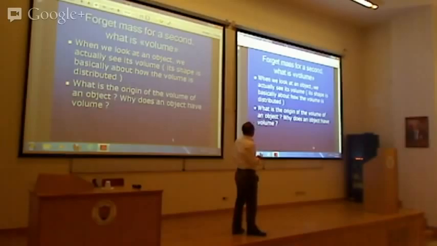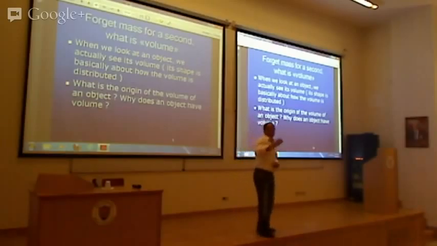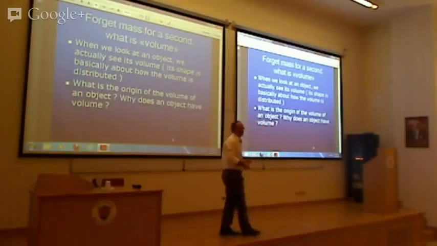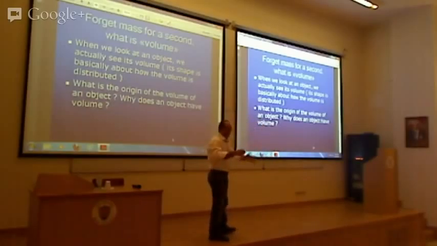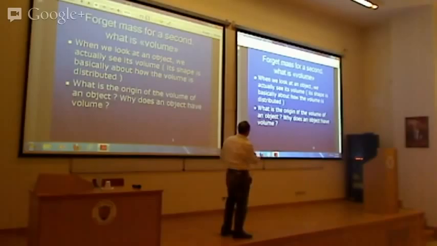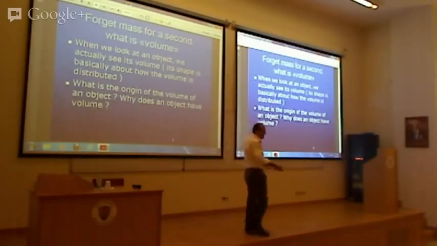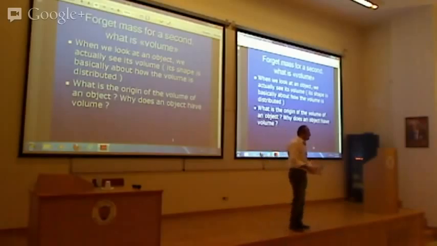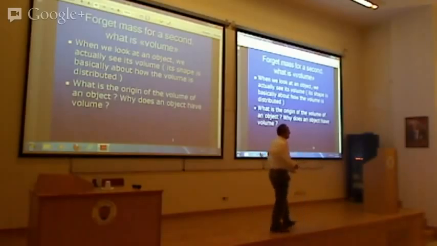Now, what is the original volume? Because light, visible light, comes in, interacts with the electric dipole moments of your atoms, and then it comes and does the same thing with the electric dipole moments of my eye, and I see your volume. Now, why does an object have volume? Why not zero volume? Because everything is made of point-like objects. Okay? Why not take no volume?